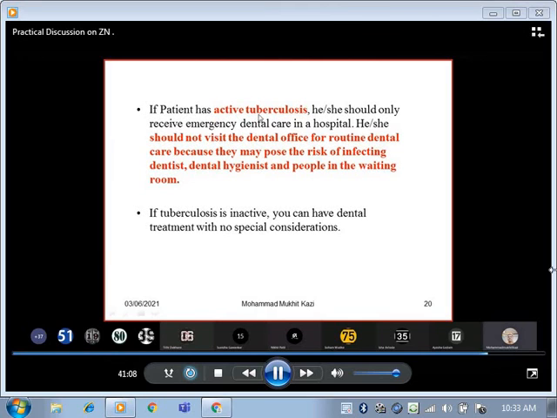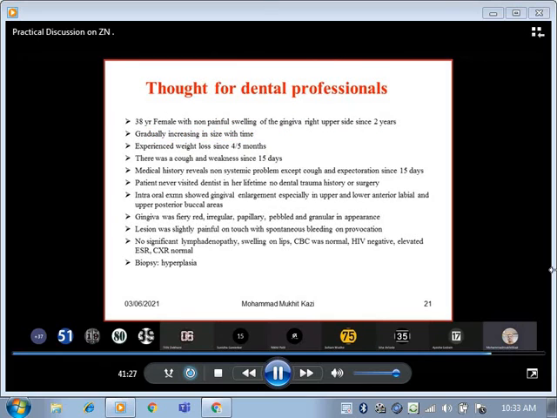If a patient has active tuberculosis, she should only receive emergency dental care in the hospital. Otherwise, she should not visit the dental office, because active tuberculosis may spread to the dentist also and to the supporting staff. So you should not treat the dental problems of a tuberculosis patient unless he or she has been cleared. This is what I was talking about.